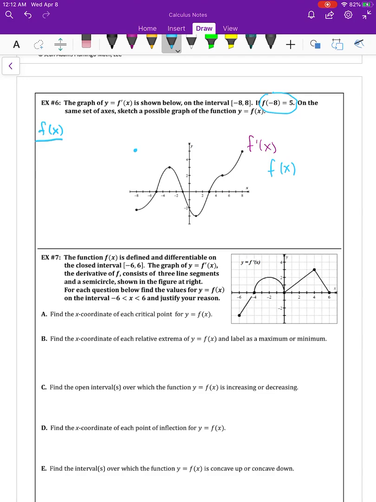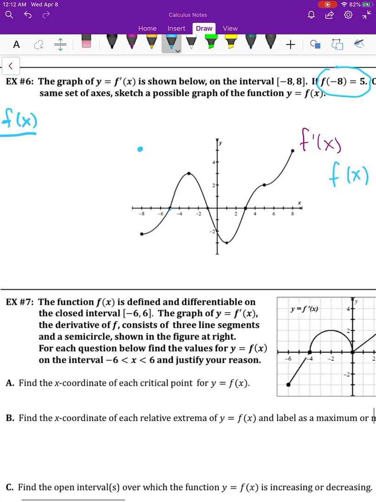So let's just think about things that we know about f of x from the derivative, f prime. We know that the derivative is 0 at -5, I better make it bigger. And the derivative goes from negative to positive. So at x equals -5, we have a min, okay?